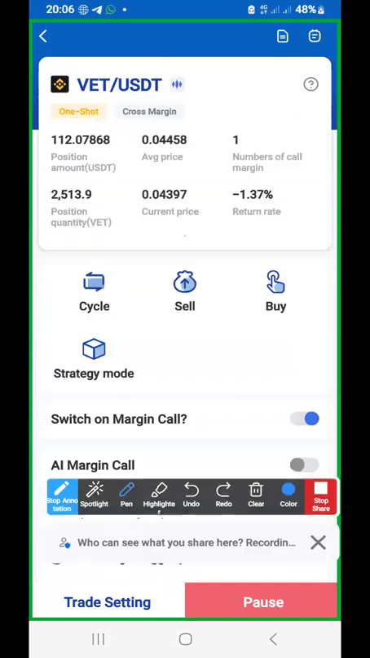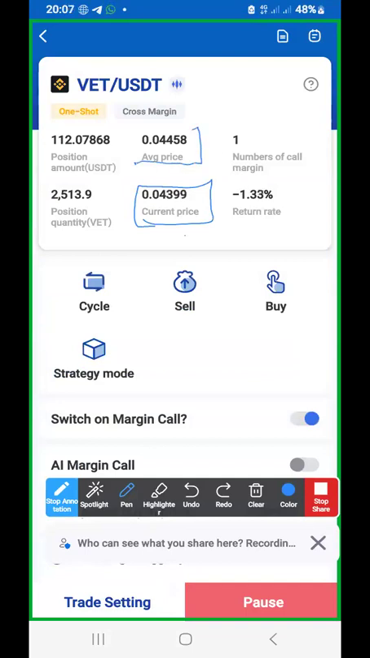You see here on VET coin, this is the current price. This is the current price of the coin. This was the average price that was established when the coin was bought. And now here, the return rate we are seeing, it is negative, meaning this price here, the current price of VET coin, is down by 1.15 from the average price.